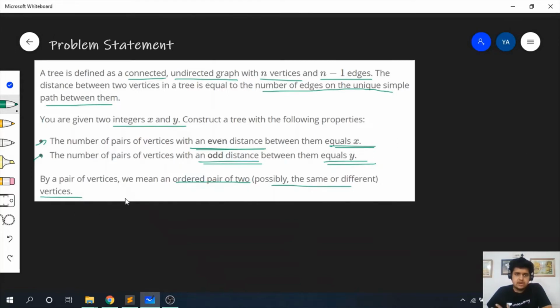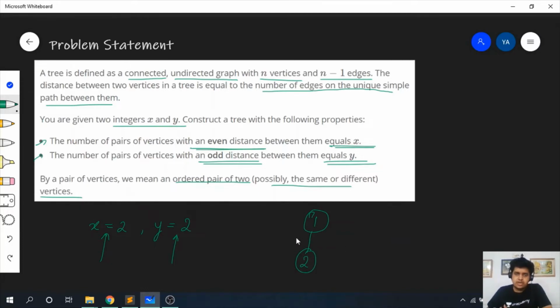Since this is the problem statement, let us consider a quick example. We have x equal to 2 and y equal to 2. Basically we need a tree which has two pairs with even distance between them and two pairs with odd distance between them. So let us draw such a tree, with nodes 1 and 2. This is an example of such a tree.